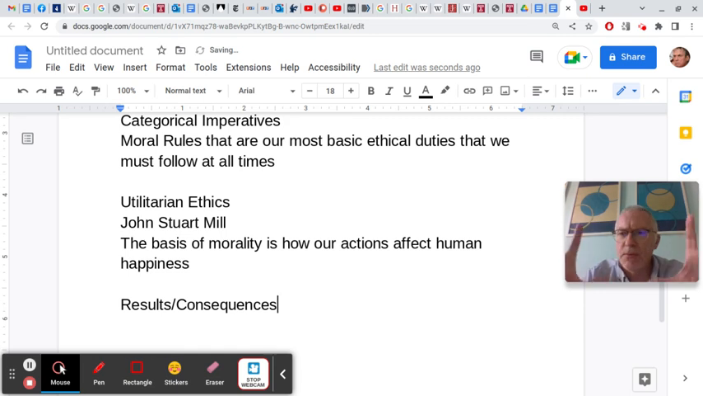So no action can be thought of as being intrinsically good or intrinsically bad. Actions are good or bad depending upon their consequences, and the consequences that matter are the ones on human happiness, whether they promote human happiness or detract from human happiness. So these are the two basic moral approaches to provide decision-making frameworks that you will learn and that you will be applying to specific hypothetical situations.